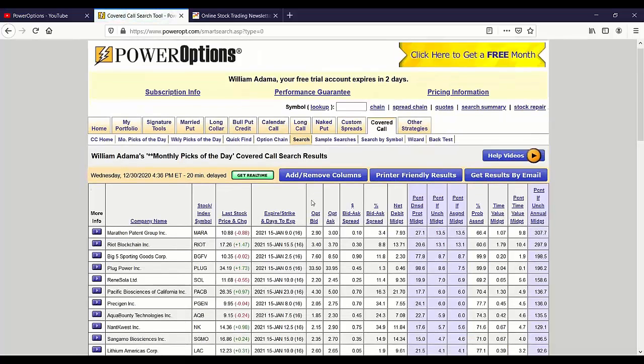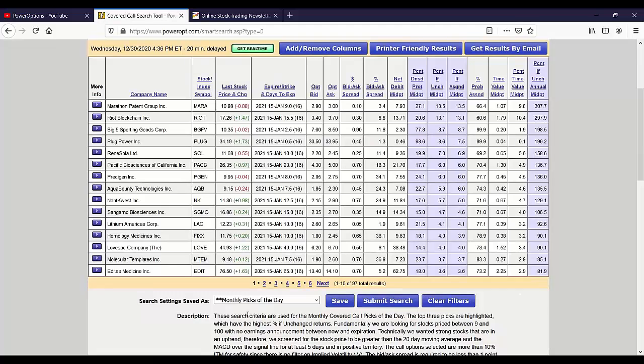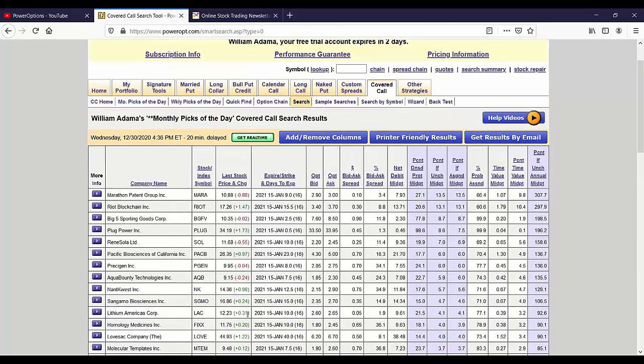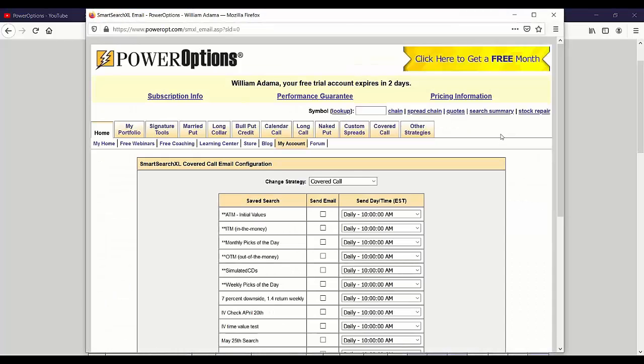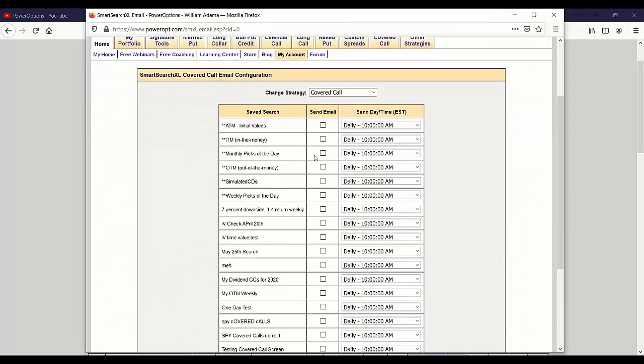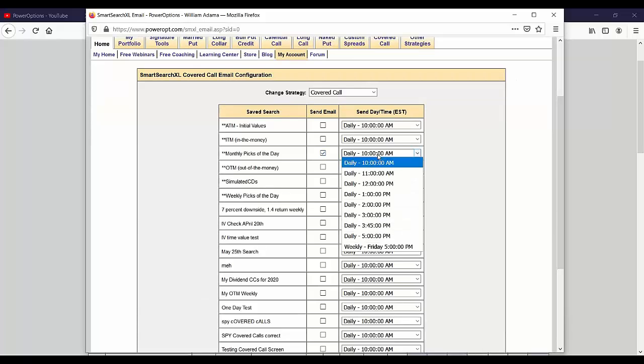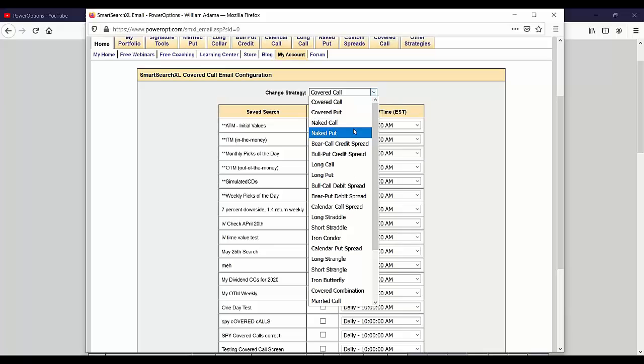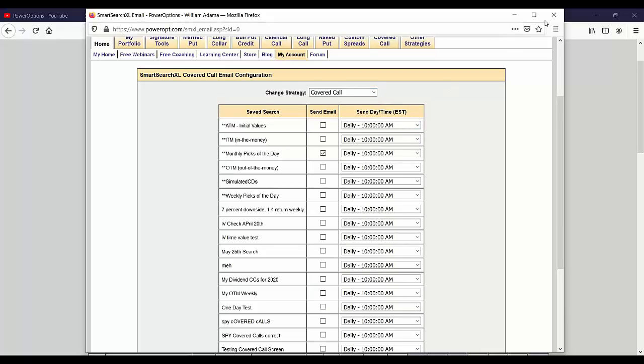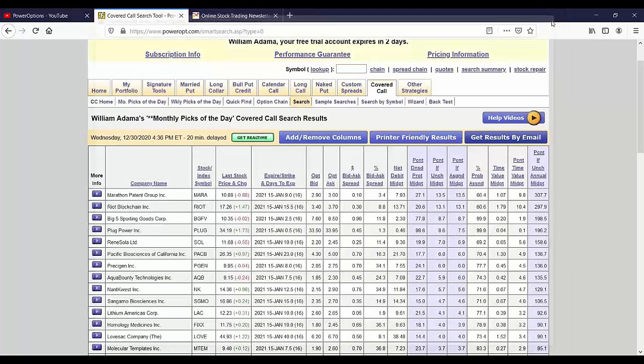But when you create your own search, or you use our defaults as a stepping stone, Don, to create your own search, you can then click Get Results by Email, and you can pick which covered call results you want emailed to you at any time during the trading day, or naked puts, credit spreads, debit spreads. So aside from the covered call and the price watch alerts, you can tell the system what search results you'd want to have emailed to you at a given time during the day.